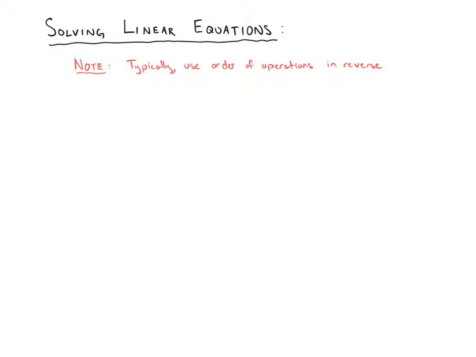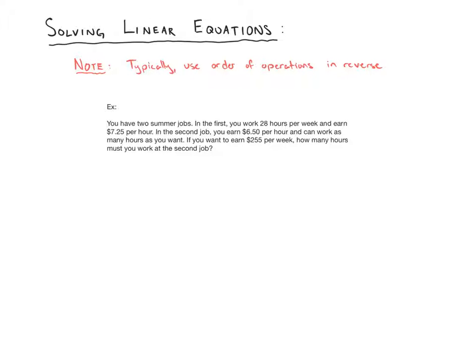So what I want to do is type out an example here and then go ahead and figure out the answer. Alright, so here's the example. You have two summer jobs. In the first, you work 28 hours per week and earn $7.25 an hour. In the second job, you earn $6.50 per hour, but you can work as many hours as you want. And so the question is, if you want to earn $255 a week, how many hours must you work at the second job?